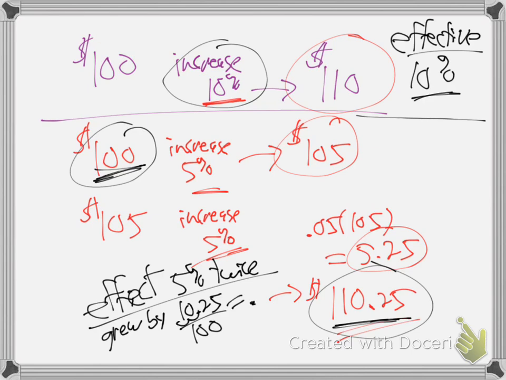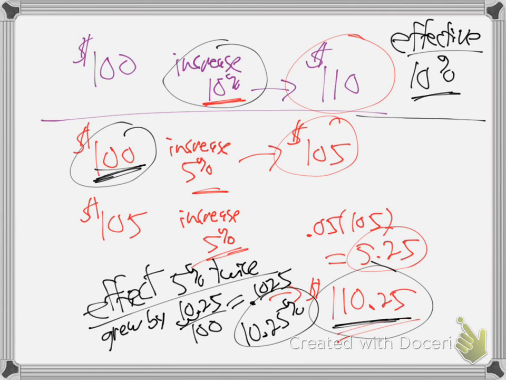Just move the decimal back 2 places. 0.1025. In other words, what percentage is that? 10.25%. The actual effect is 10.25%. In other words, 5% done twice is the same as 10.25% done once. That's the actual effect. Does everybody see that?